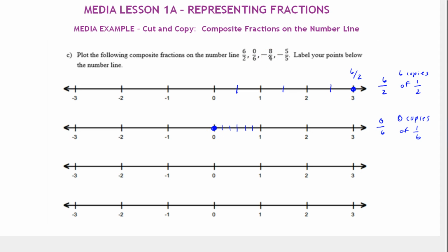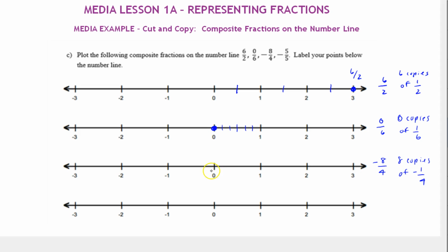Next we have -8/4. So we'd have 8 copies of -1/4. And if you remember from your integer division, we divide 8 by 4, it's 2, and the sign is negative, so -2. Or -8 divided by 4 is also -2.